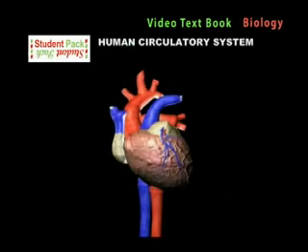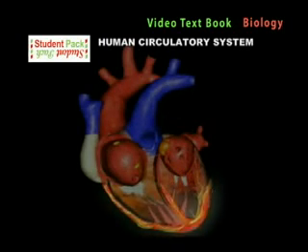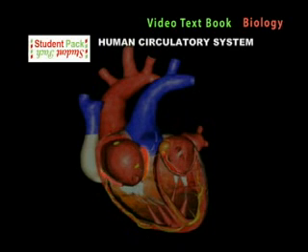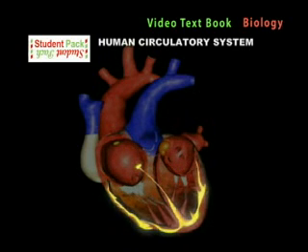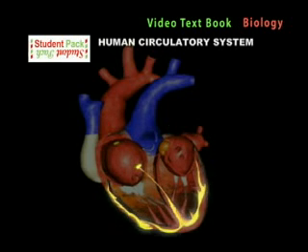The entire heart is made up of cardiac muscles. The walls of the ventricles are much thicker than that of the atria. A specialized cardiac musculature called the nodal tissue is also distributed in the heart.